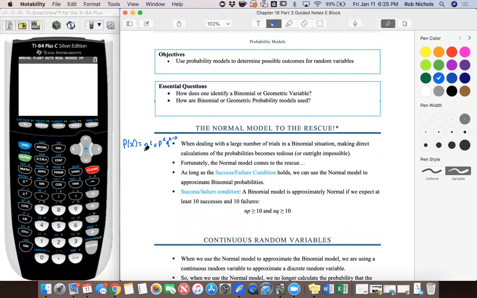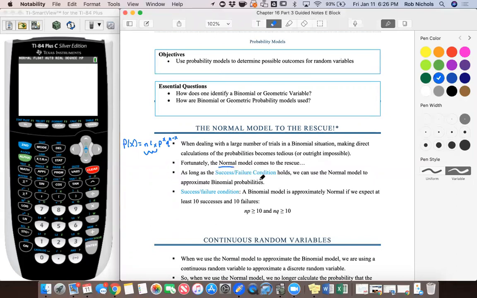Now, the problem comes in really with this calculation. So if we're forced to do this by hand, this combination becomes really tedious, really hard. And in addition, we might be able to use binomial tables to calculate this, but if n is too large, our tables don't go that high and it just becomes problematic. So there becomes a shortcut, and we're able to use the normal model to approximate the binomial probability.